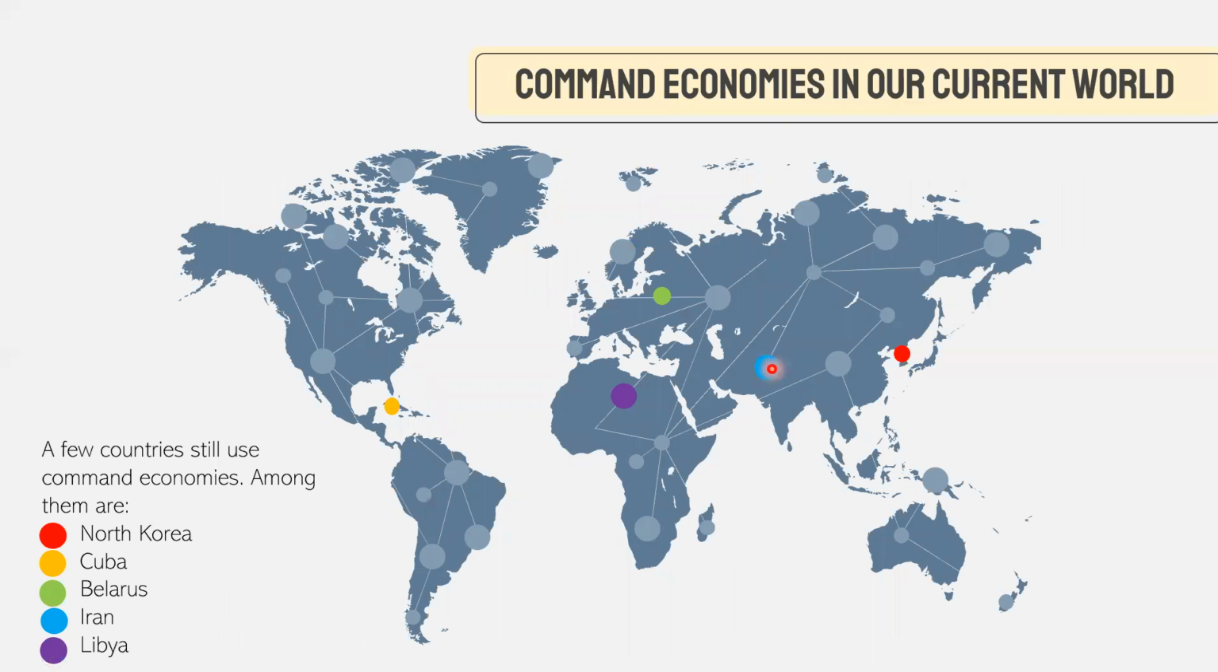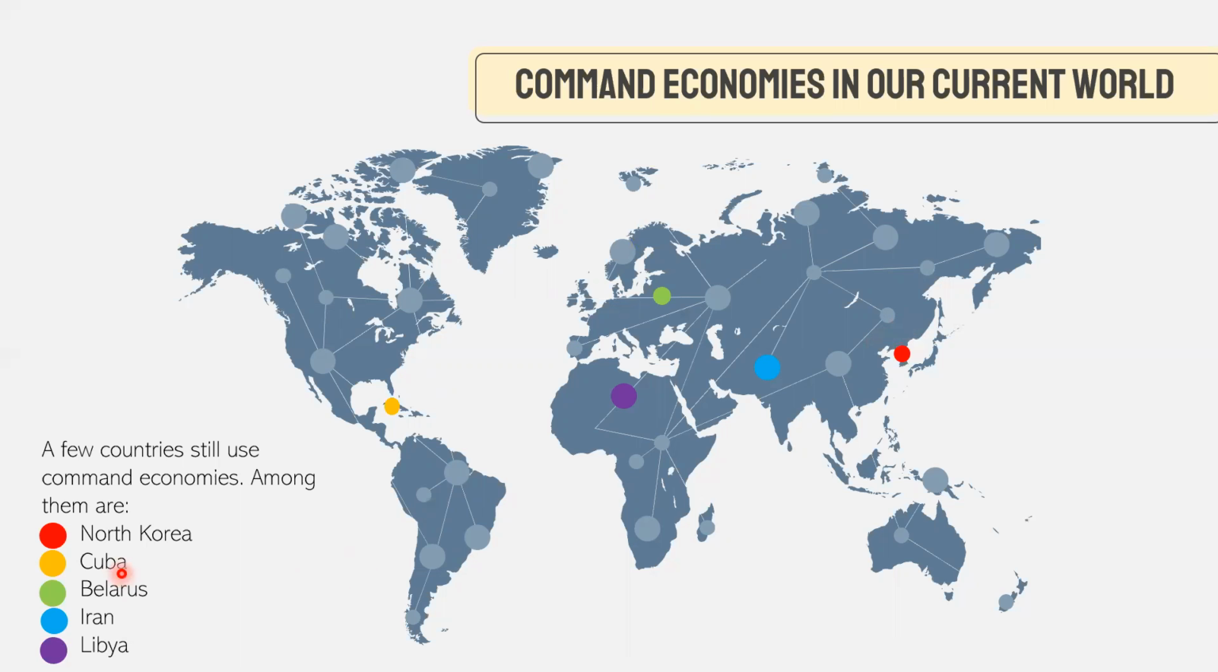This is the map where you will find command economies in our current world. The first dot is North Korea. Remember, the Koreas are here in a peninsula. This is China, by the way. China is here. And then you have this piece of land that is occupied by South Korea on the south and North Korea above. North Korea, remember that they're communist. Therefore, they follow a command economy.